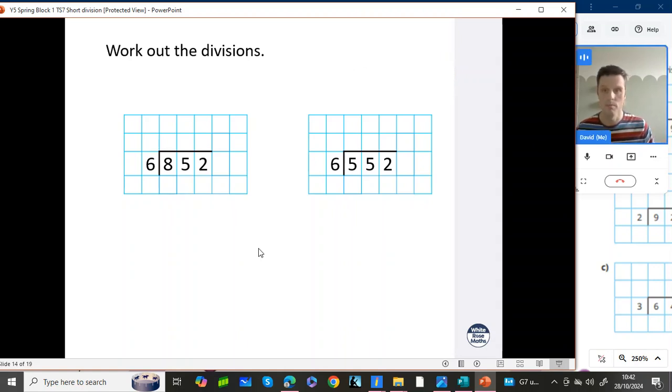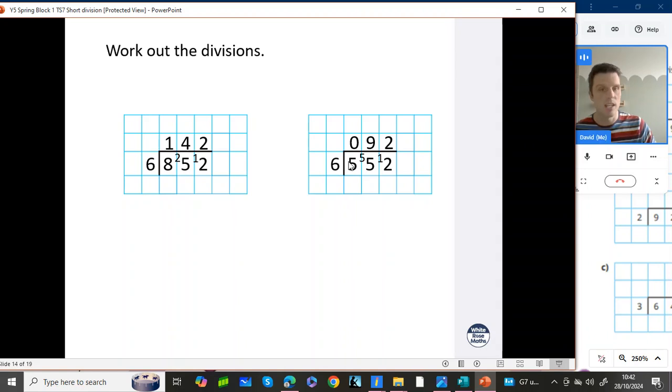Okay, let's have a look. So our answer for that one is 142. And the answer for this one is 92. Now notice here for this one, because this digit is less than what we're dividing by, it's always going to be 0. A bit like subtraction where you've got to take away from the bigger digits. Here you've got to divide from bigger digits.